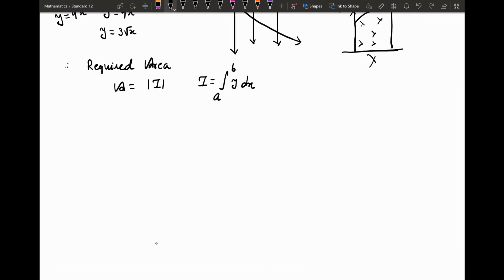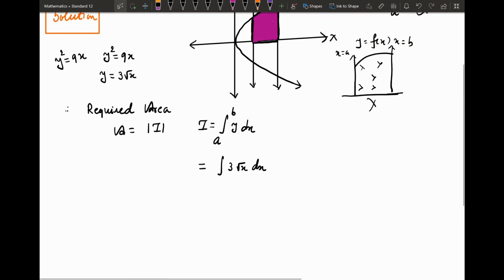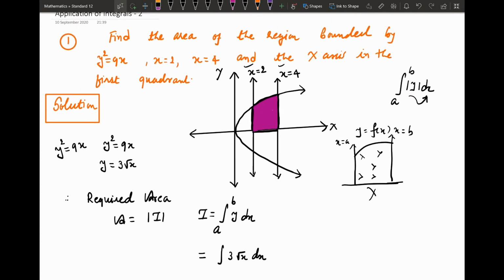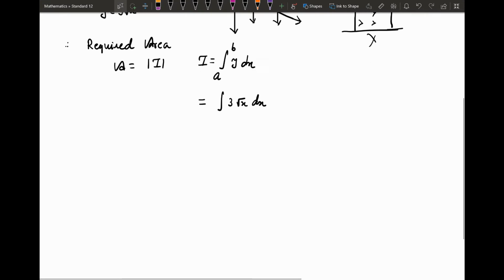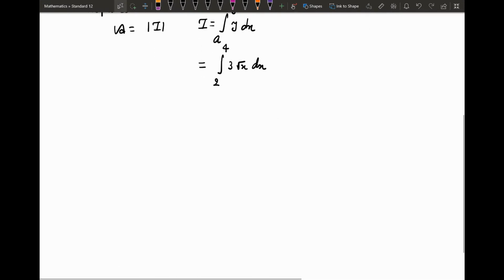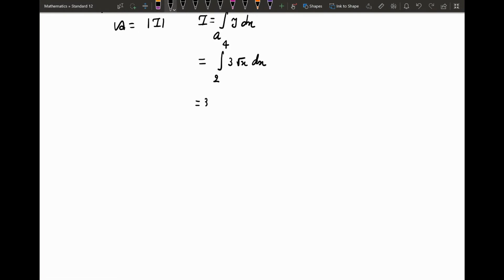From the equation of the parabola we have to get y as a function of x, which is 3 root x dx. A to b limit will be 2 to 4 as shown in the figure. Now 3 is constant. Integration of root x, x raised to 1 half plus 1, 3 by 2 upon 3 by 2, limit 2 to 4.